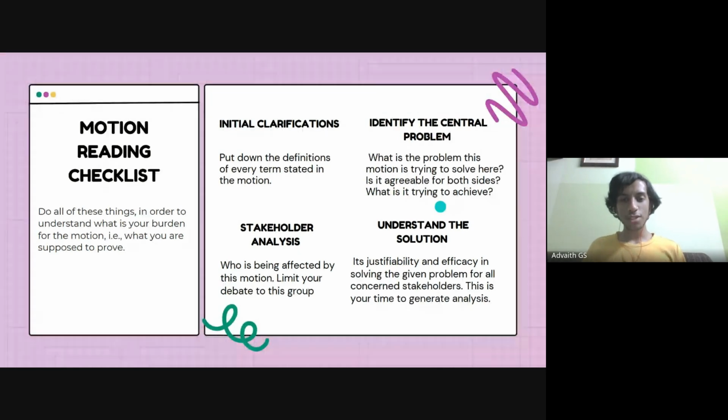I'll move on to stakeholder analysis. After that, I'll take all the doubts that are there and I'll also explain understanding the solution. We're going to use the example of ChatGPT because that's a very handy example.